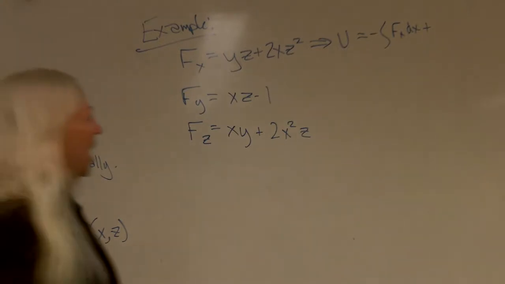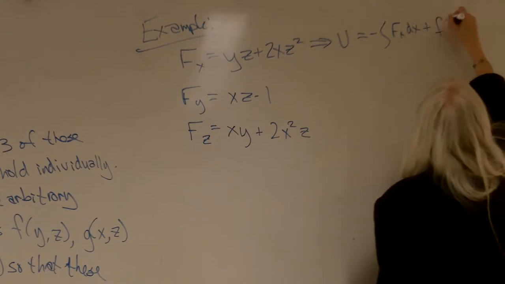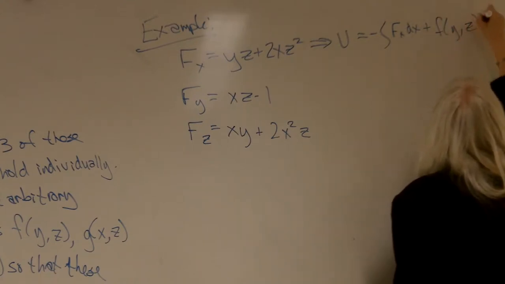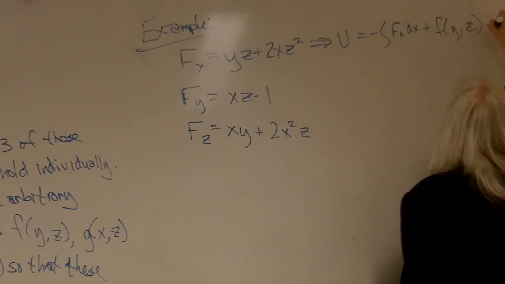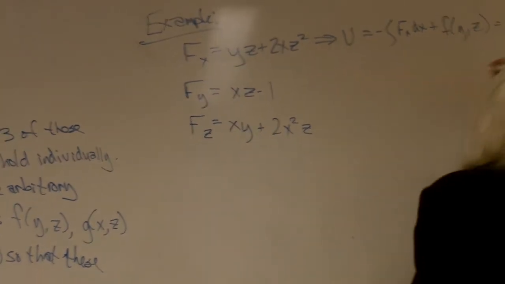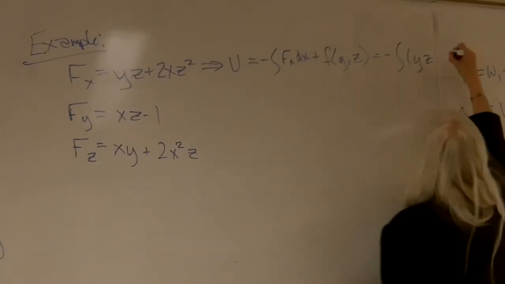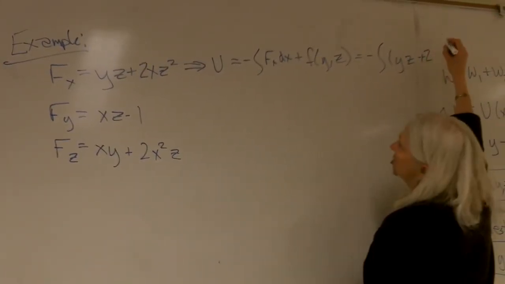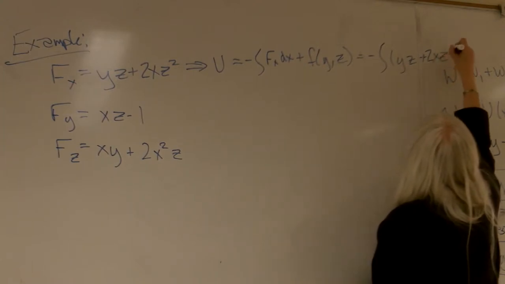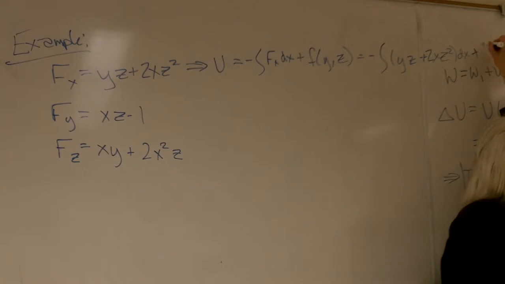So, and then we've got plus f of y and z. Okay, so let's plug in f sub x into this integral. All right, so we've got minus the integral of yz plus 2xz squared dx plus f of y and z.